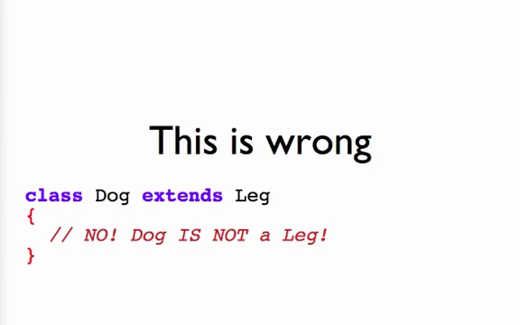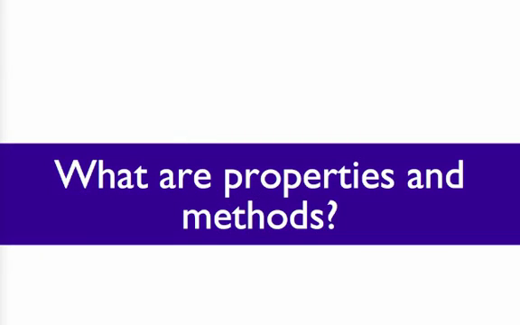This is wrong because a dog is not a leg. Okay? So if somebody does this as an example, it's just plain wrong. If you can't take extends and replace it with is-a, you're doing it wrong. So what are properties and methods?